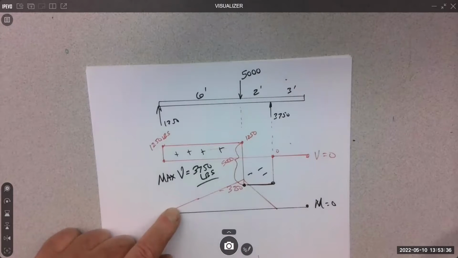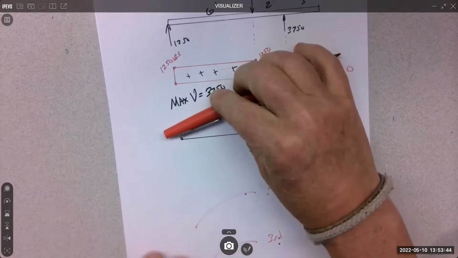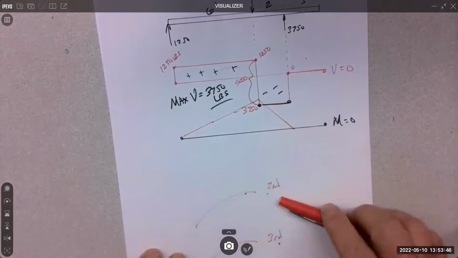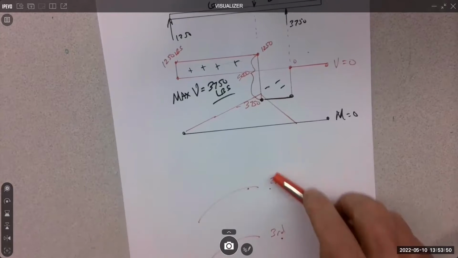Whoa, that's a trip. But that's kind of what we learn. We'll learn that sequence. Horizontal creates an inclined slope line. An inclined slope line creates a second degree parabola, which is the first kind of parabola, and then a third degree parabola.